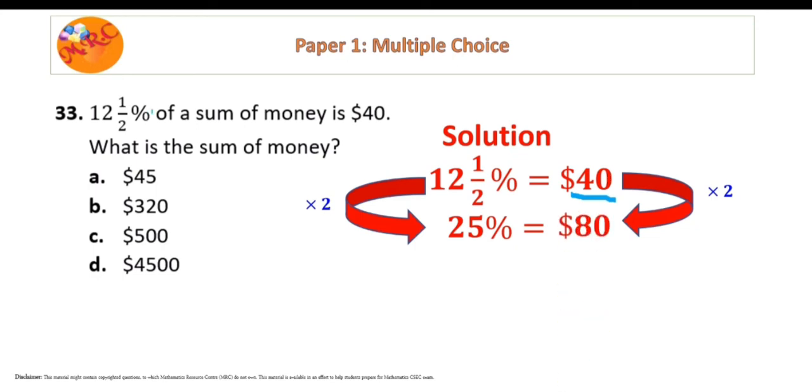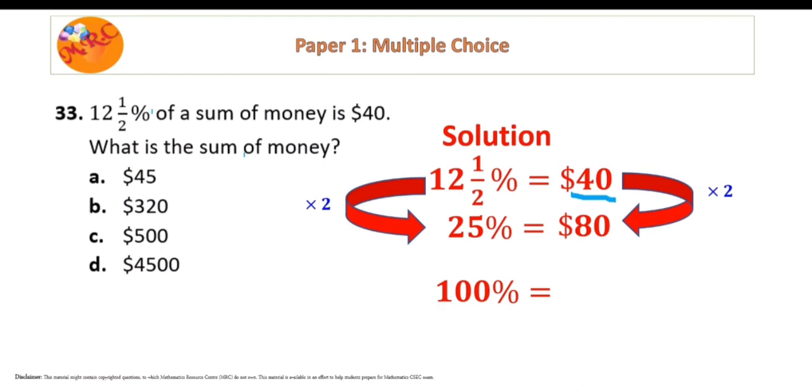Now I'm interested in what is the sum of money. So 12.5% of the money is 40. So I'm interested in finding out what's 100%, because I know what 12.5% of that is. 12.5% of the money is 40. So I'm interested in finding that 100%. So if 25% is 80, what's 100%?